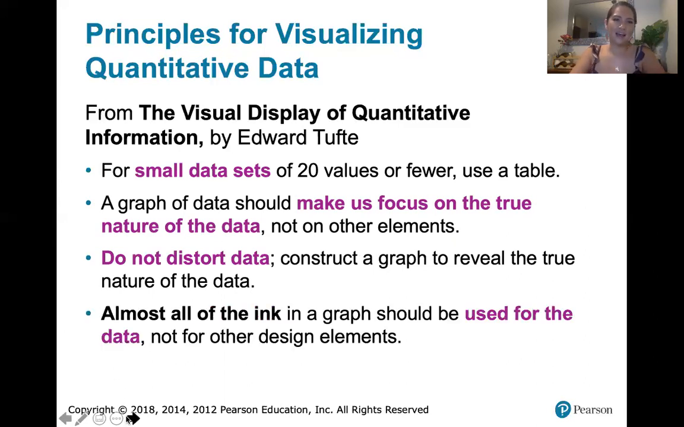And then finally, this is just a design idea that's consistent with the second and third bullet points. Almost all of the ink in a graph should be used for the data and not other design elements. Our goal with graphing something is to enhance understanding of the data and of relationships, and to make it intuitively obvious just by looking at it visually what the relationship is between 2 numbers, or a set of numbers, if we're looking at frequency counts, like the different categories. So we want to use tables for small data sets, focus on the true nature of the data, not distort it, and use the ink for the data itself rather than other design elements.